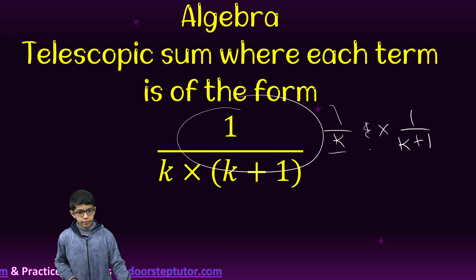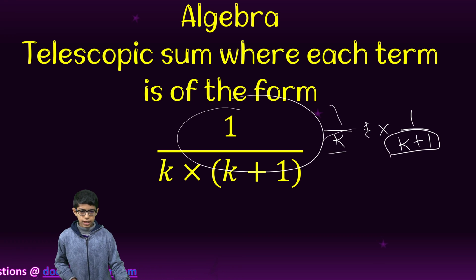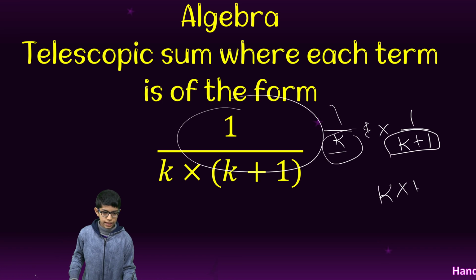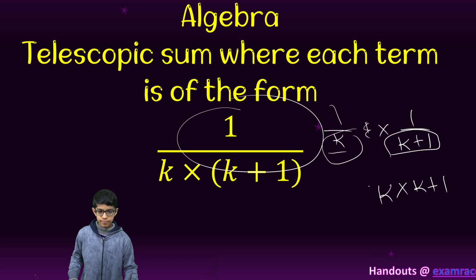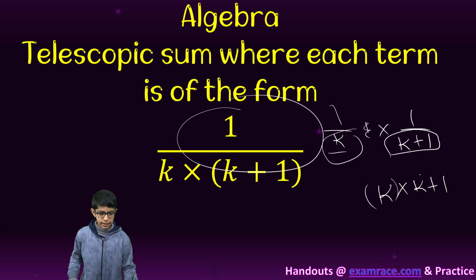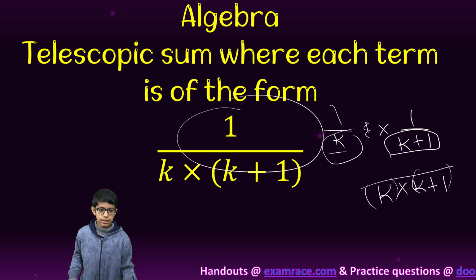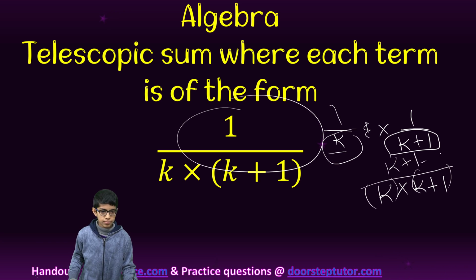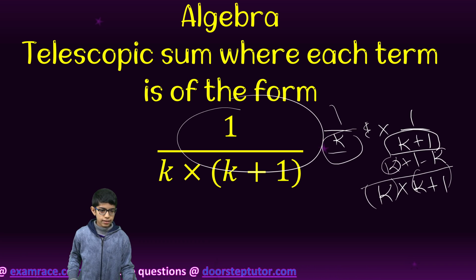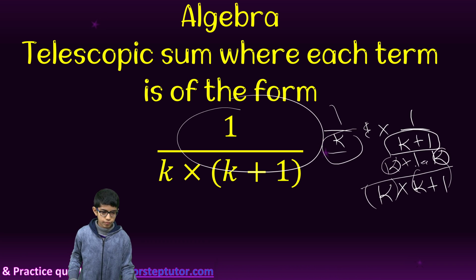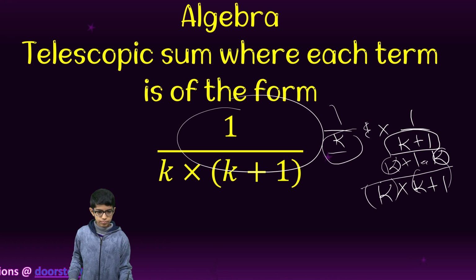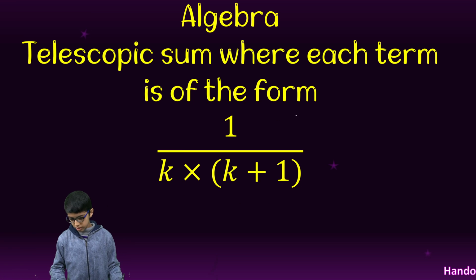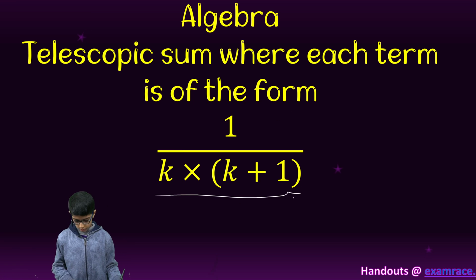Then we want the LCM in the denominator. What is it? K into k plus 1, and k plus 1 would be in brackets, and then what in the numerator? K plus 1 minus k. So k and k would cancel and we would get 1 by k into k plus 1. That was the original question.